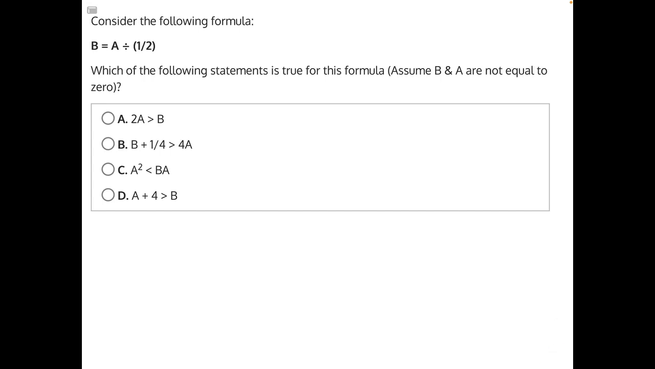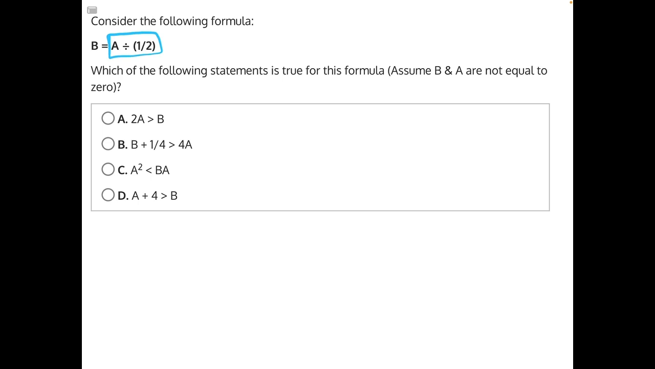Consider the following formula. Which of the following statements is true for this formula, assuming b and a are not equal to 0? To solve this question, let's first simplify this expression right here, a divided by 1/2.